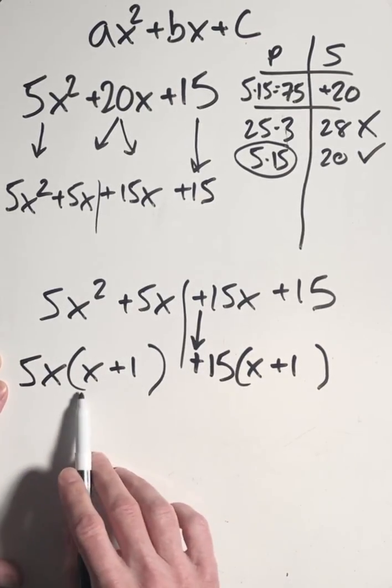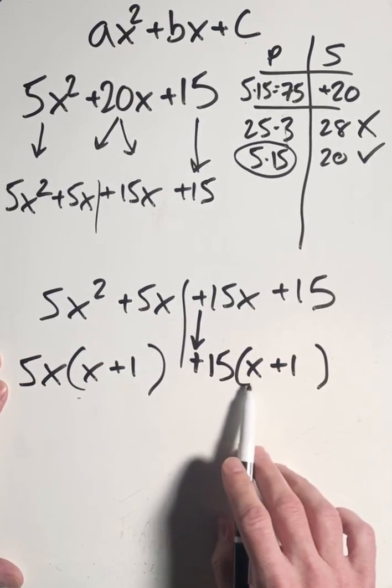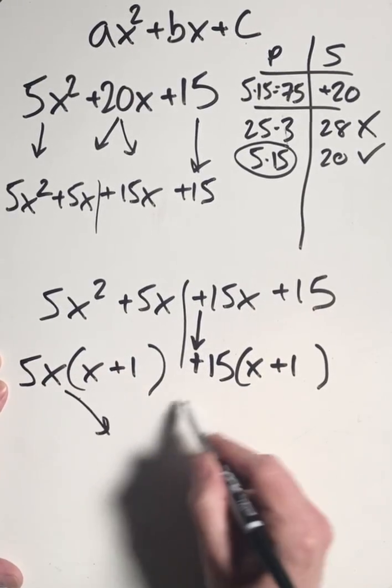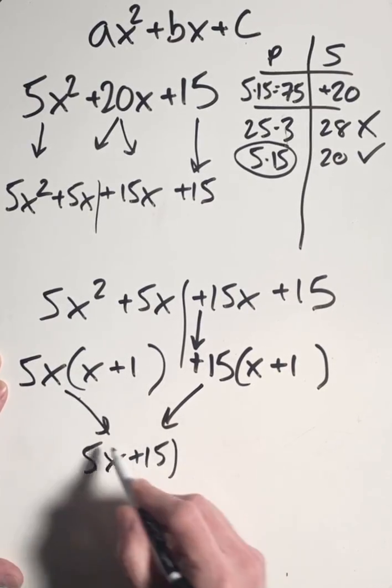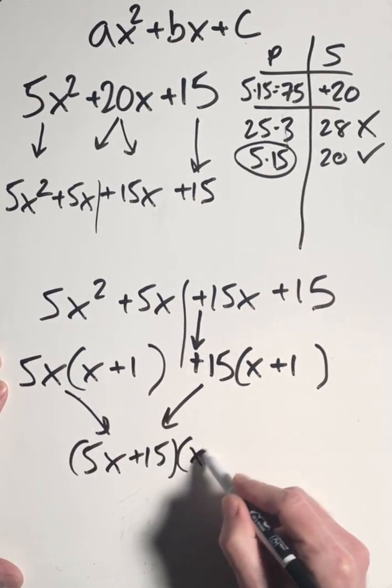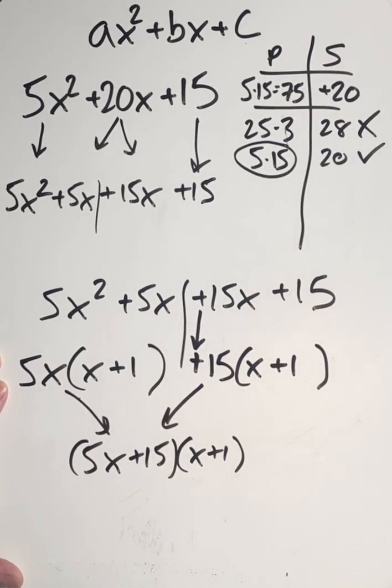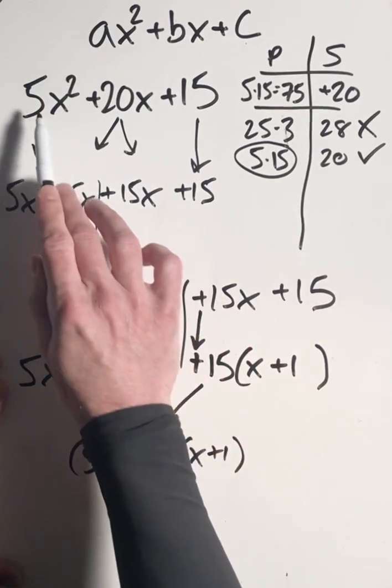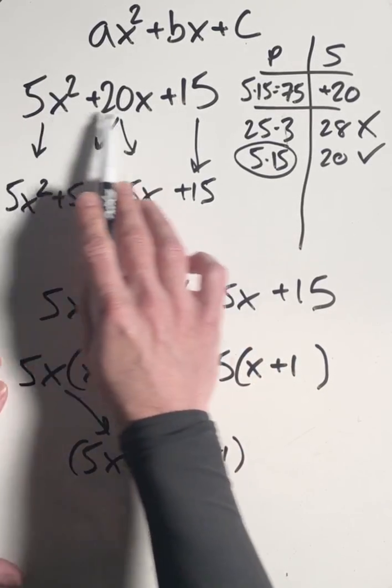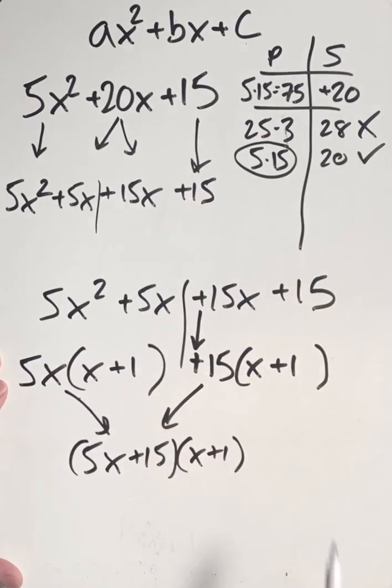Since I have 5x times a factor plus 15 times the same factor, I can bring both of these numbers down and have 5x plus 15 times that same repeated factor of x plus 1. If you check this using FOIL, you will find that you wind up with the product that is this original polynomial that you started with.